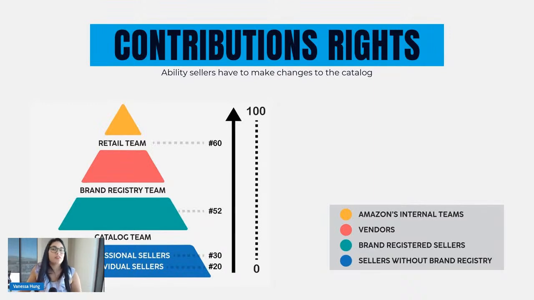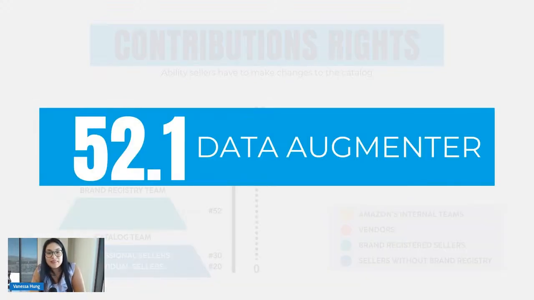We already know that they basically know nothing about our product. They don't know anything about Amazon, whatever. But the thing is that they are above all of the sellers and even above the brand registry team. And this is called the data augmenter.